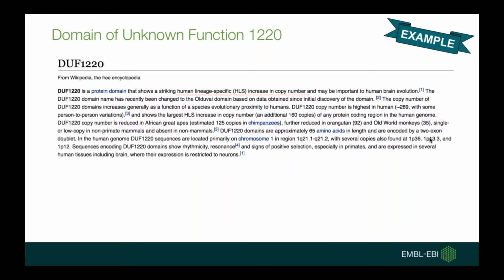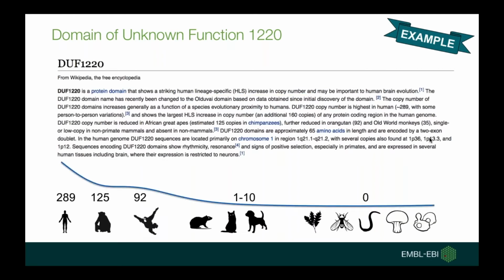So what this means is that if we look at the number of domains throughout the evolutionary tree, we can see that species which are closer to human have a higher copy number than species which are farther away. We can see that chimpanzee has less than half the copy number of humans, and orangutan has even less. Some other mammals still have a few of these domains, but none is found outside of the mammalians.